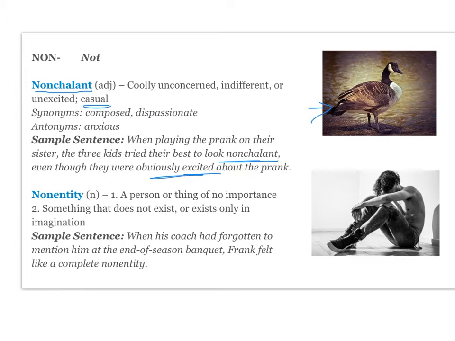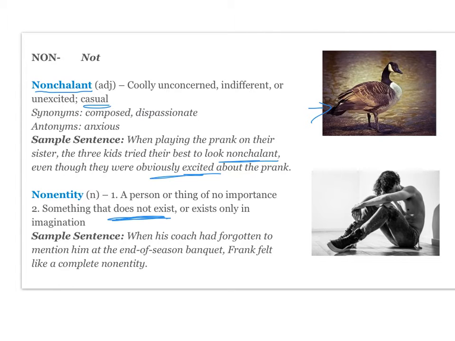Your next word using non is non-entity. It is a person or thing of no importance or something that does not exist or exists only in the imagination. So this is kind of a weird word because there are very few things that you'd actually say are non-entities, right? Because most things that we talk about do, in fact, exist. And a non-entity is something that's not an entity or something that does not exist. So you often hear feel like a non-entity.